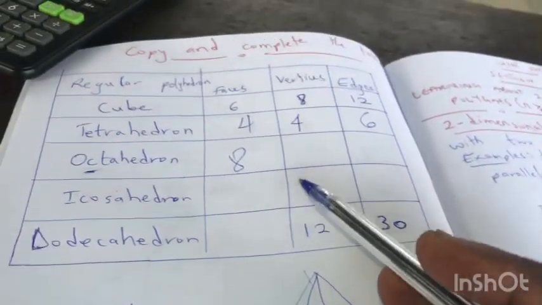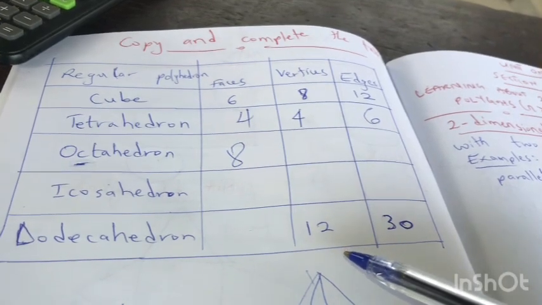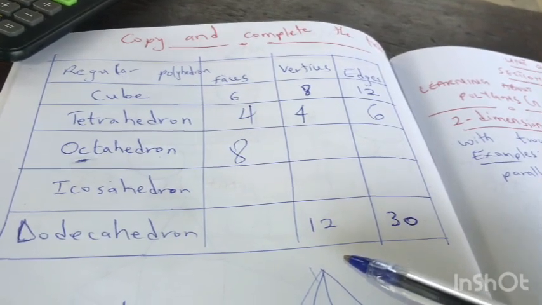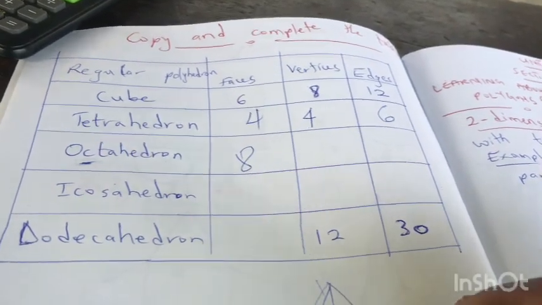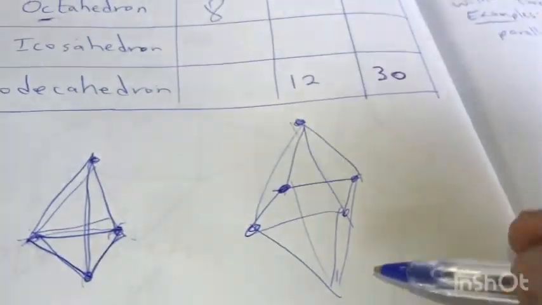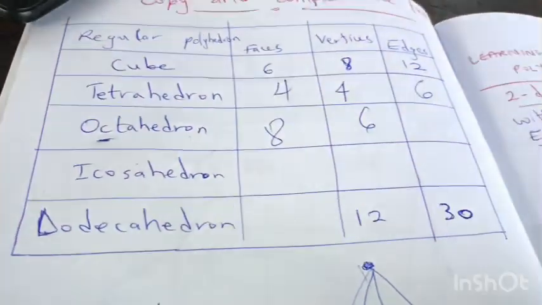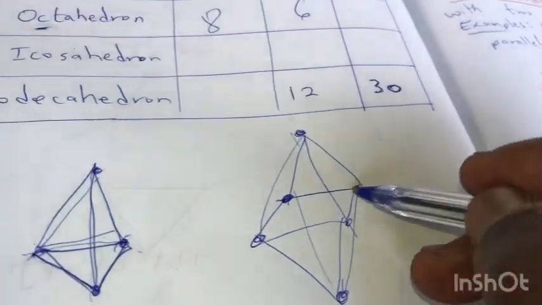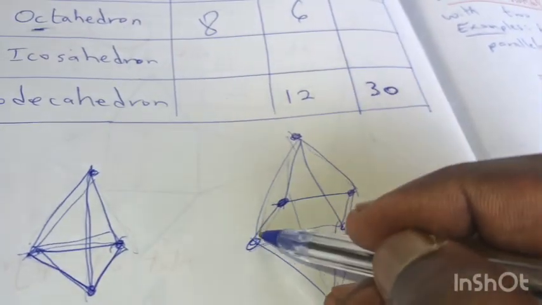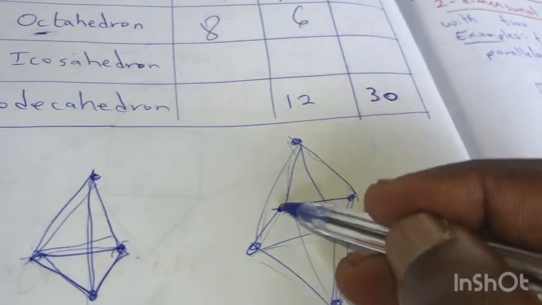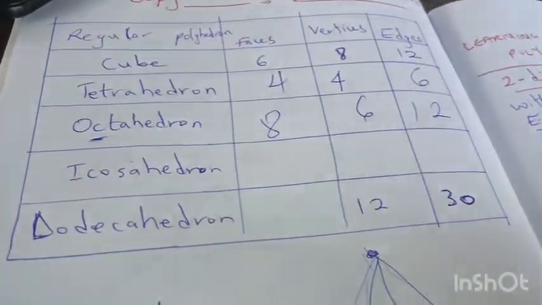8 faces. Then how many vertices does it have? Octahedron. Yes, what do you think? How many vertices? So let's see. 1, 2, 3, 4, 5, and 6. So 6 vertices. Then how many edges? Okay, let's see. 1, 2, 3, 4, 5, 6, 7, 8, 9, 10, 11, and 12. So it has 12 edges.